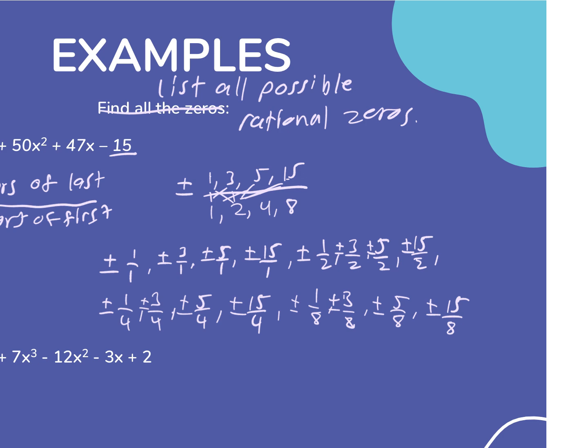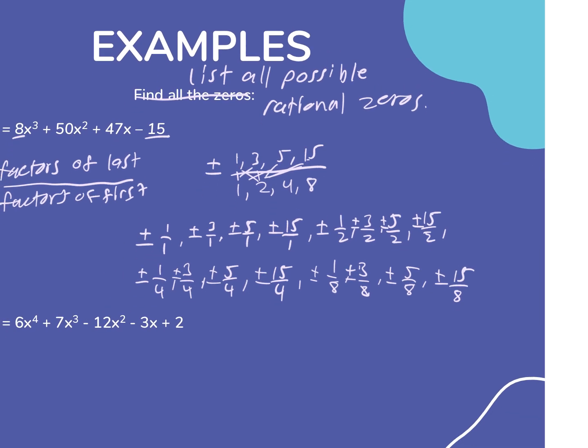But for now, this is just what it would look like if we were to list out all of the zeros, right? And anything over 1 we can simplify, right? So we can get 1 over 1, 3 over 1, 5 over 1, and 15 over 1. Those are just going to become 1, 3, 5, and 15, right? So simplify anything that you can simplify.